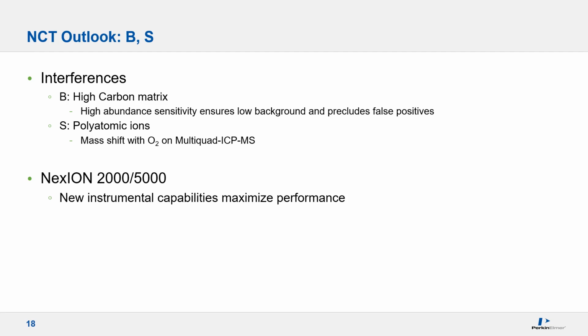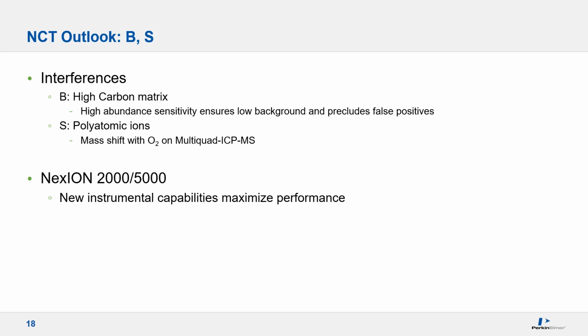Looking at the instrumental capabilities which are required to support those type of experiments in neutron capture therapy, we need to take into account the interferences which need to be controlled or eliminated. So if you look at boron, or if you look at sulfur, another element which I want to single out as a potentially interesting element for those type of therapies, we would look at interferences from carbon for boron as it's in neighboring mass, or for polyatomic ions in the case of sulfur.